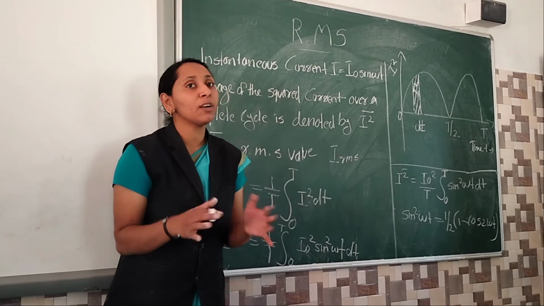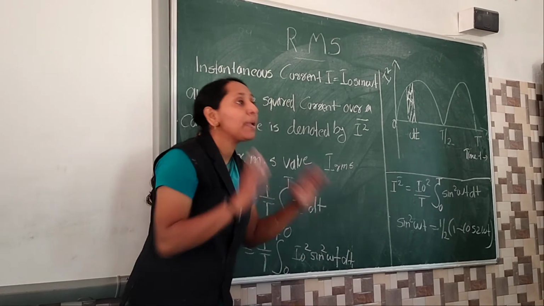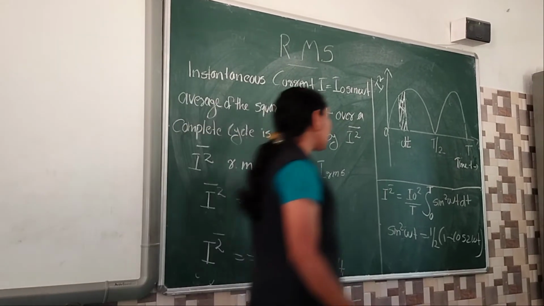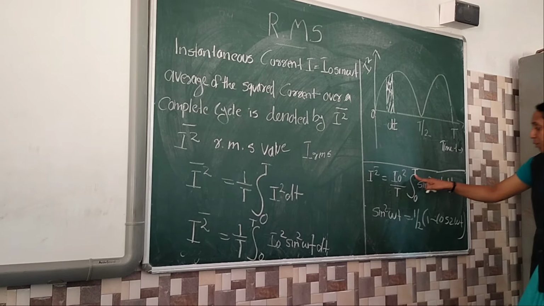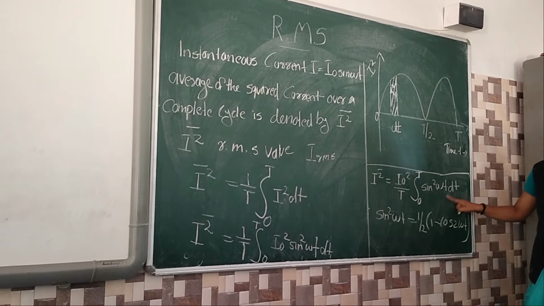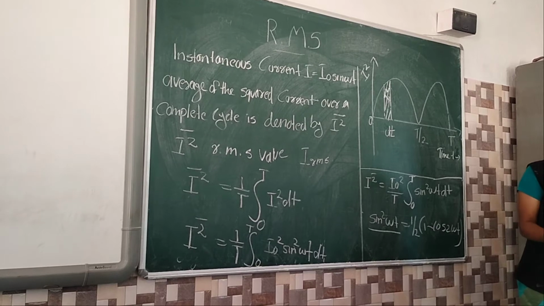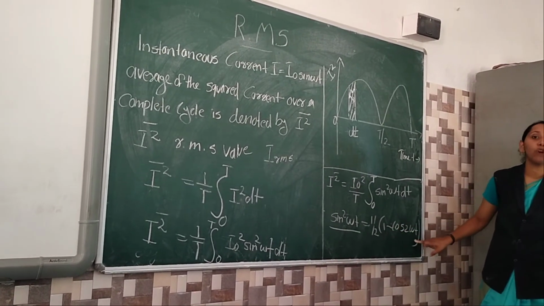How is the method of integration? Constant बाहर डालो. So I naught is the constant. Peak value का integration क्या है? Peak value भी. So I naught I am just taking outside. I naught square. This T भी इधर है. Integral 0 to T sin square omega t dt. Sin square omega t we have to write in the trigonometrical way: half 1 minus cos 2 omega t.